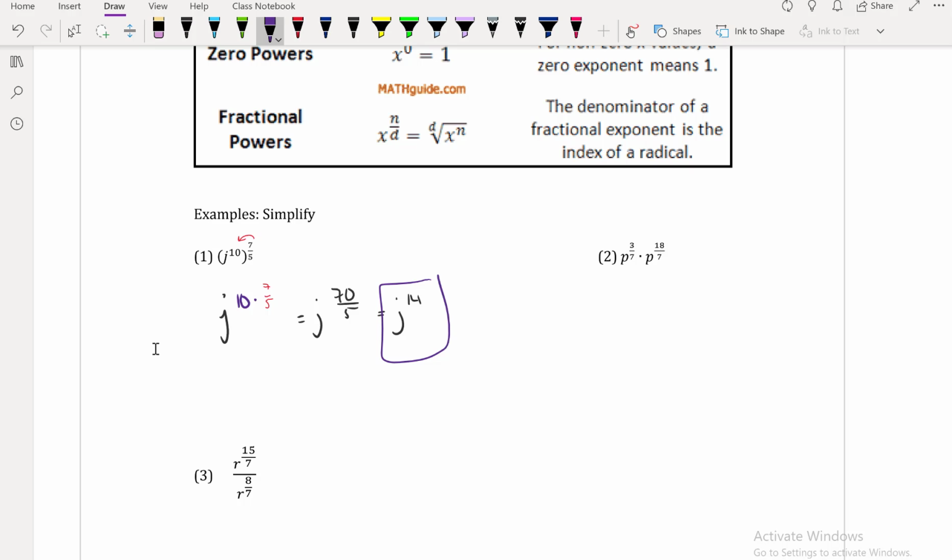For number 2, since we have two p's that are being multiplied, so it's the exact same base, that tells me I'm going to add the exponents together. So I have p, and I'm going to go ahead and add these together. So I have 3/7, and my rule tells me to add these together, so 3/7 plus 18 over 7. So I know that 3 plus 18 is going to give me 21. So now I have 21 over 7. But of course you can simplify that. 21 divided by 7 is going to give me 3. So now my answer is going to be p to the 3rd power.